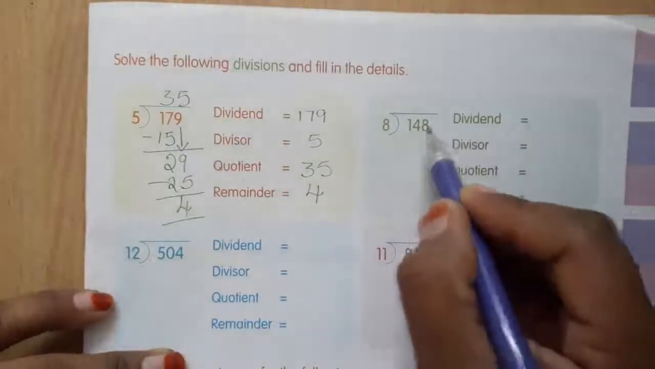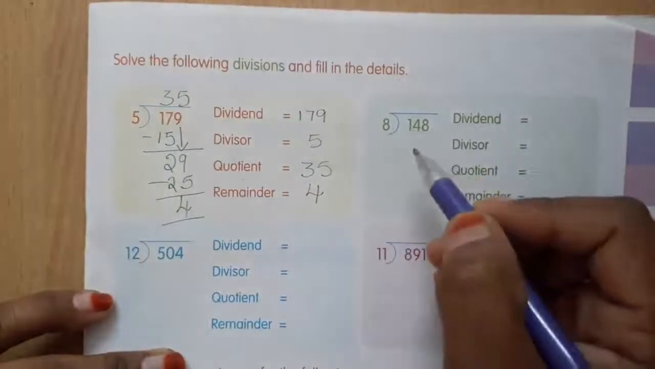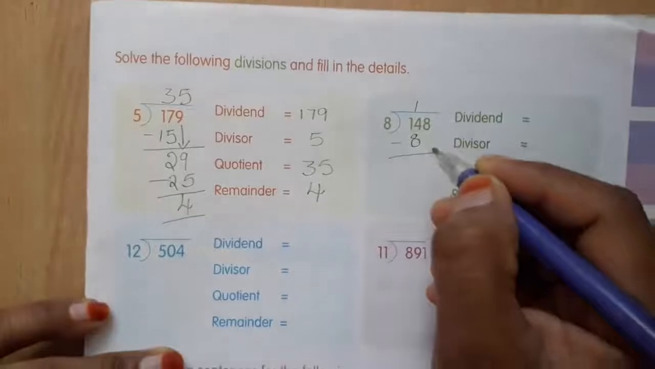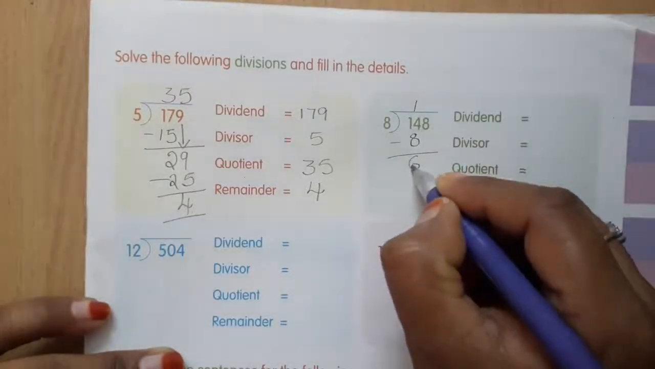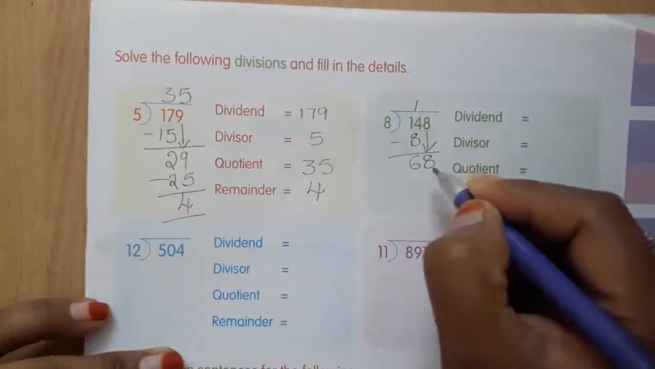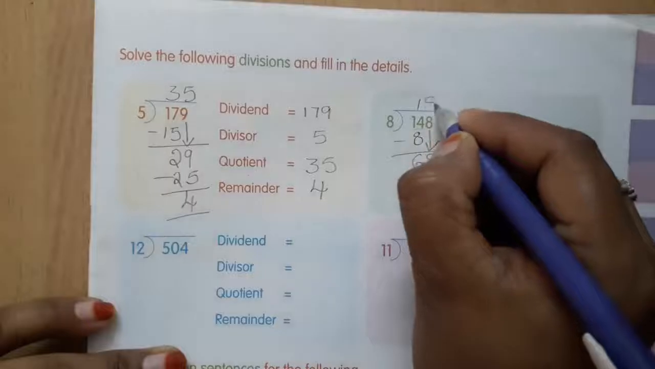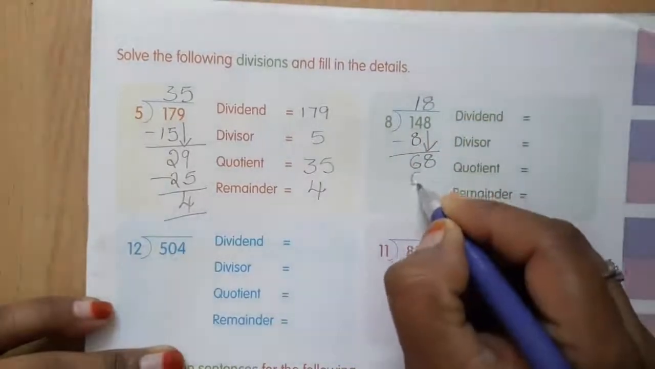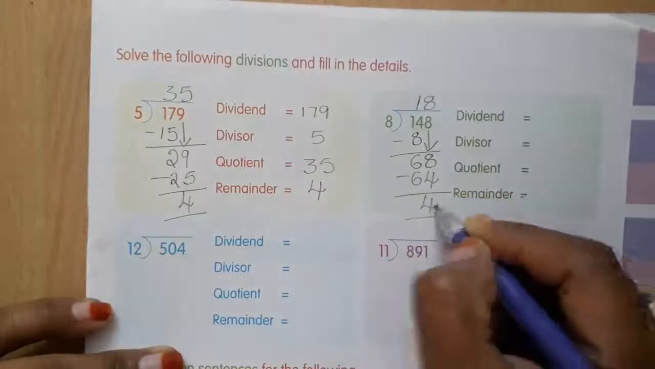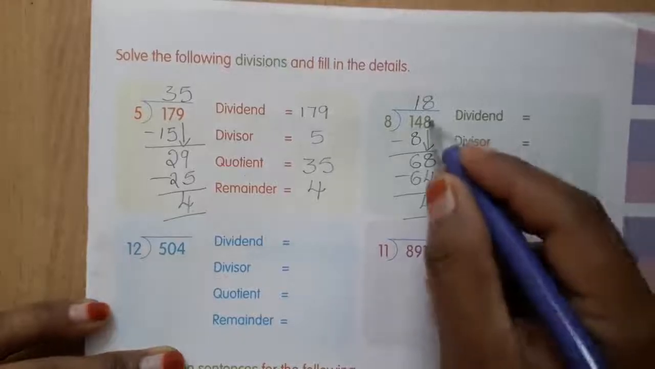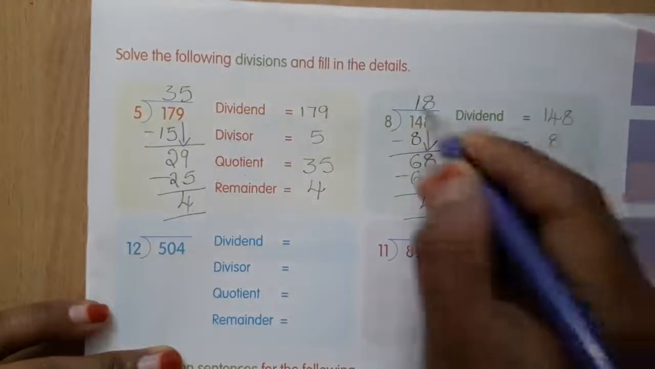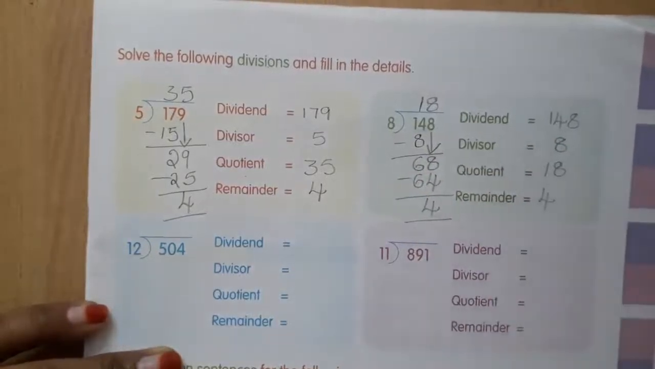Next one. 148 divided by 8. 14 divided by 8, 1 time. 8 ones are 8. Now 14 minus 8, how much? 6. 6 divided by 8 not possible. So write down 8. 68. 68 is not exactly divisible. 8 8s are 64. 68 minus 64, 4. So 4 is the remainder. 148 is the dividend. 8 is the divisor. 18 is the quotient. Okay, next one.